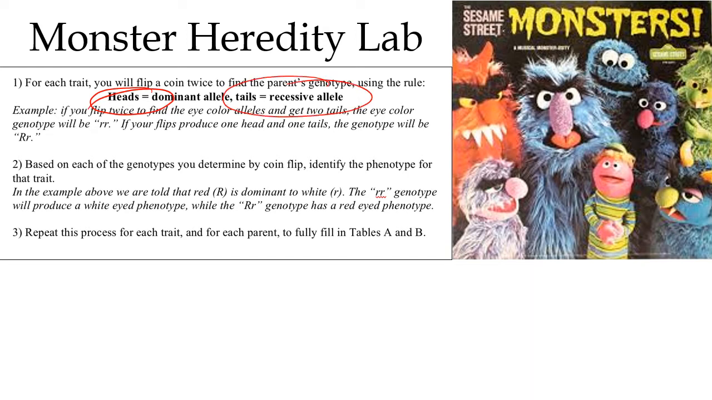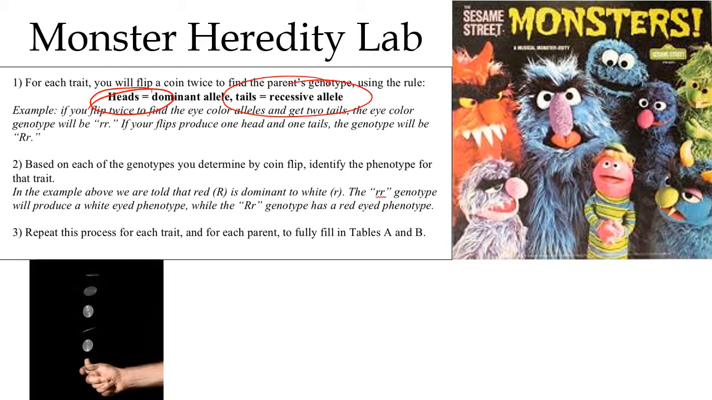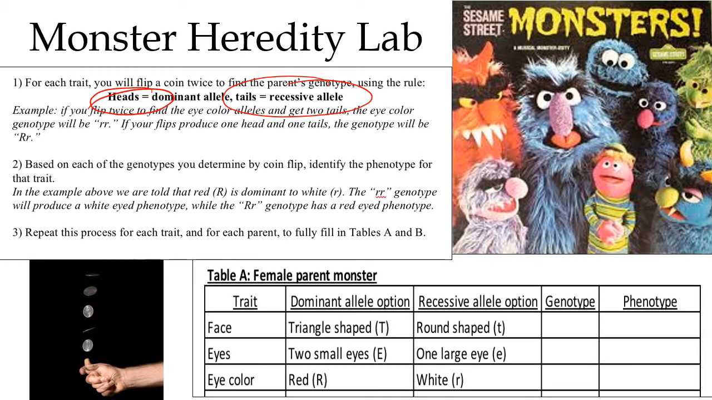So for each of the traits I give you in the chart, once you look at your lab, you're just going to flip a coin to see what 2 alleles the mom has and what 2 alleles the dad has. You'll flip the coin to do that, and then fill in your little chart that way. On the first example here, it says face shape for the female parent monster. It's going to be the exact same one for the male parent monster. You do each of them.